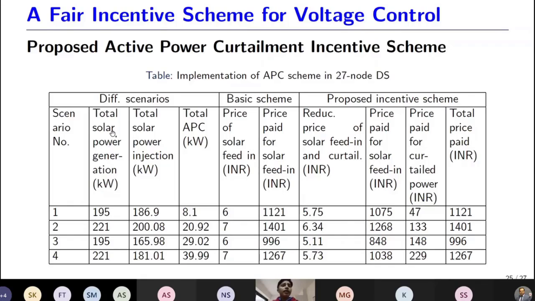For example, suppose it is a scenario. Suppose total solar power generation is 195 kilowatt, but the actual injection is 186 and 8.1 kilowatt are curtailed. The actual cost of solar energy is 6, and by using that formula I reduce it to 5.75, so that I can pay the participants who are curtailing active power. Its cost is 47, and it is 1075. So the total cost is 1121, and it is the same as previously, without the scheme and with the scheme. It shows that it does not increase the burden on the utility.